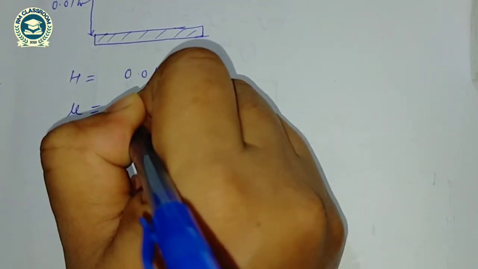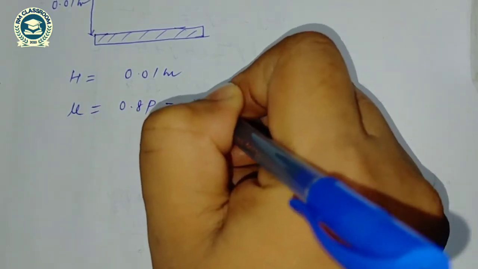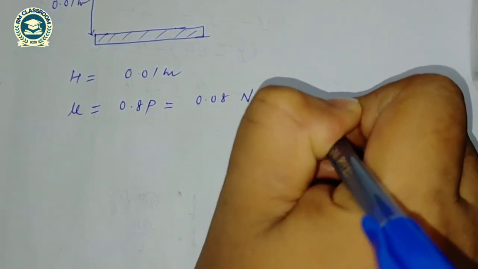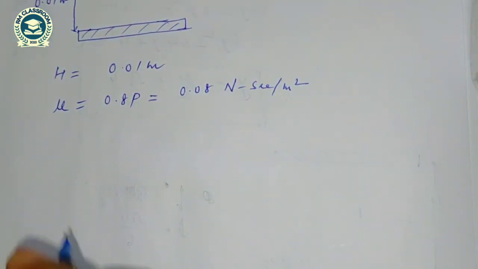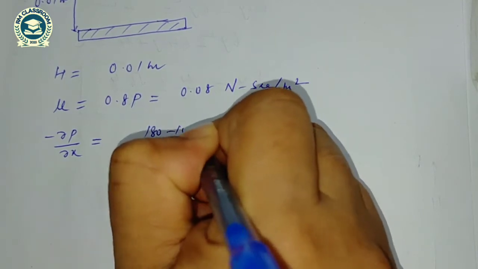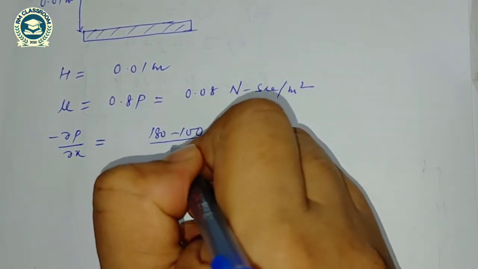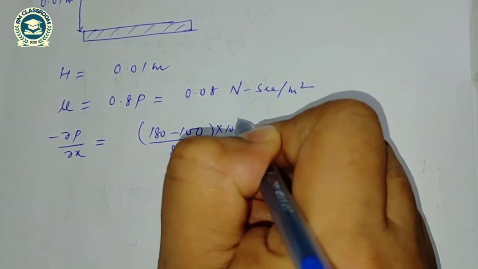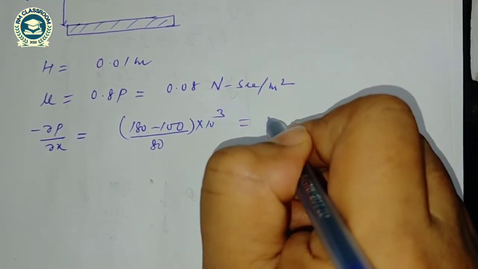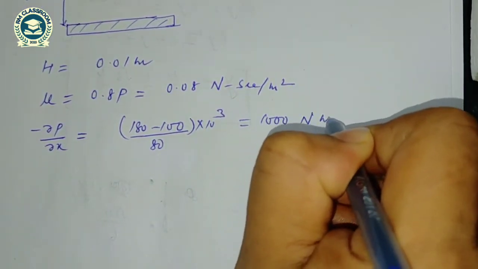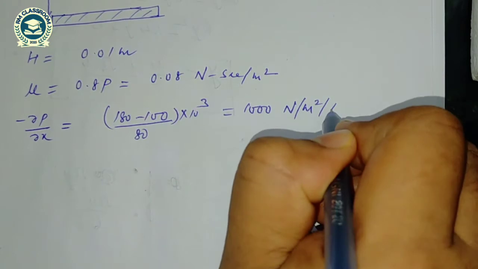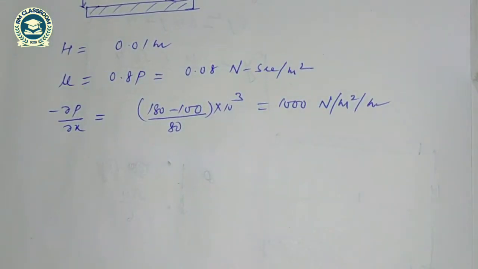Dynamic viscosity is given 0.8 poise and 1 poise is 0.1 Newton second per meter square. So it is 0.08 Newton second per meter square. Similarly, pressure drop can be computed as 180 minus 100 over a length of 80 into 10 to the power 3. So it is coming 1000 Newton per meter square per meter. So this is our pressure gradient.